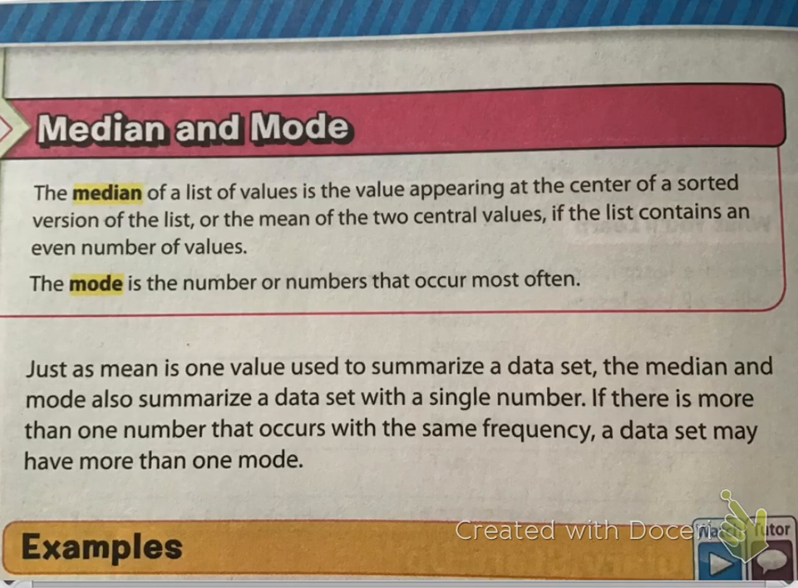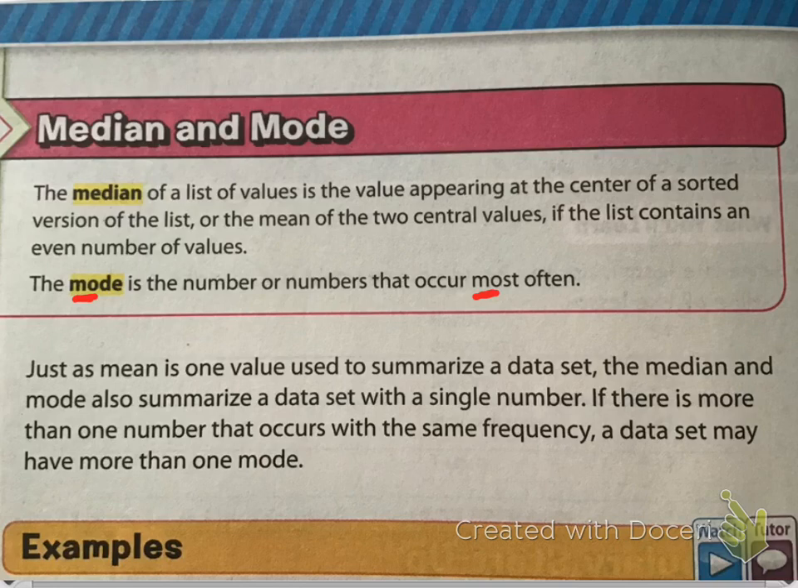Now, median and mode. If we flip that page, we see median is, for a list of values, the value appearing at the center of a sorted version of the list, or the mean of the 2 central values if the list contains an even number of values. The sorted list is smallest to largest. Mode is the number that occurs most often. I remember it because it's got mo in the beginning. Mode, or most. So just as mean is one value, the other ones are also used to symbolize the thing.